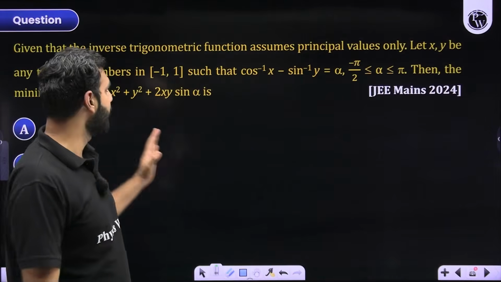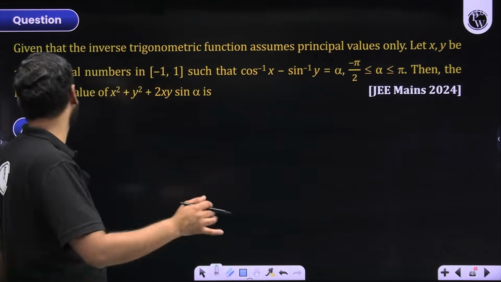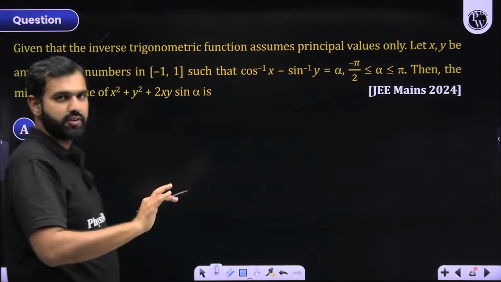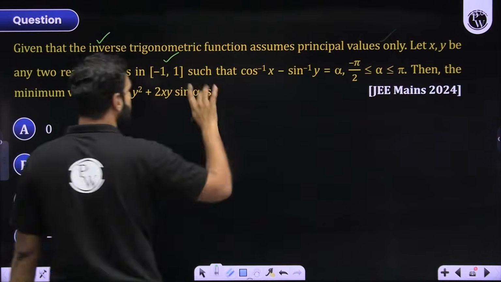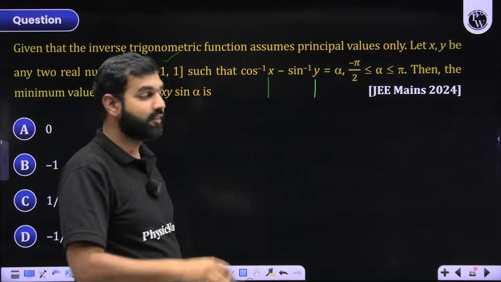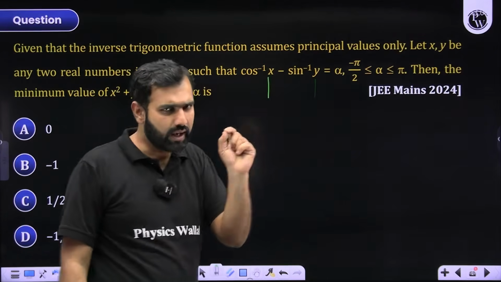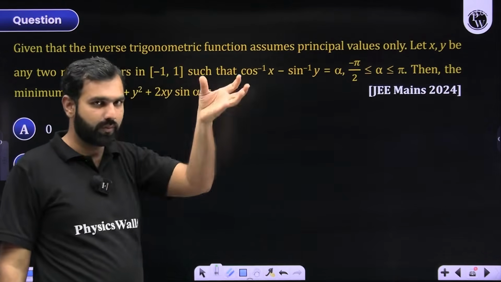So let's look at this particular result. How do we apply it? Let's first of all understand it. What does it say? Inverse trigonometric functions are assuming principal values only. X and y are two real numbers between -1 and 1. They are supposed to be, because cos inverse of x and sin inverse of y are being taken in the question. So they lie between -1 and 1 only. Although they have already told you that they are taking the principal values only.